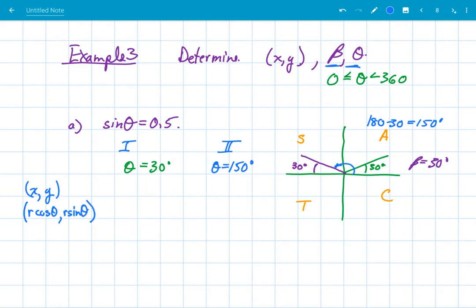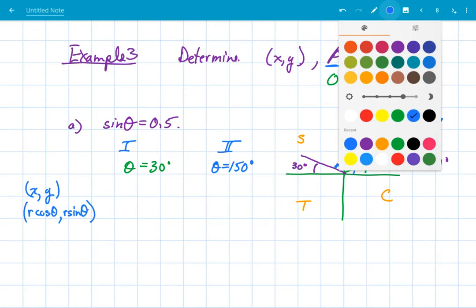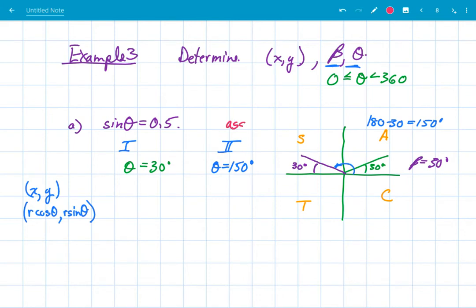Oh, but these are specials, 30s, right? So, what is r? Well, it's not given. What do we assume? Assume r is equal to 1. And let's go. So it'll be 1 times the cos of 30, 1 times the sine of 30. And so I have in the first quadrant, the coordinates are √3/2 and 0.5, or 1/2.